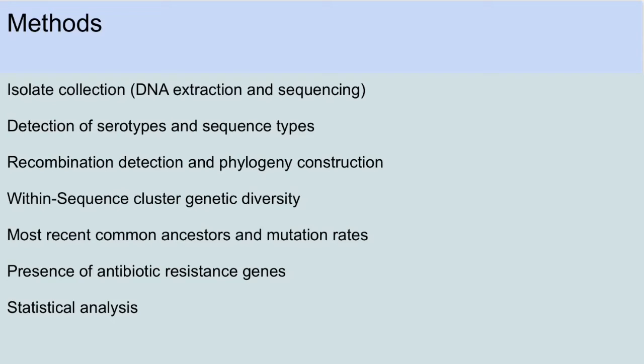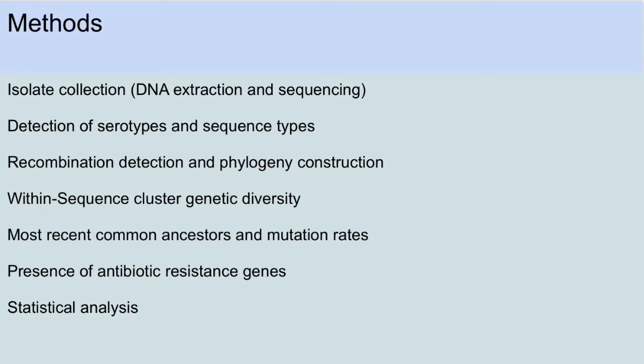Now on to methods. First, they had to isolate the collection. So they collected these isolates over a range of years, and once they were all collected and genomic DNA libraries were formed from the isolates, they were all sequenced. Next, they had to detect the serotypes and sequence types, and to do that, they used PCR.